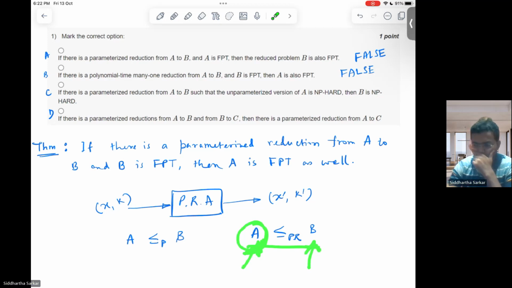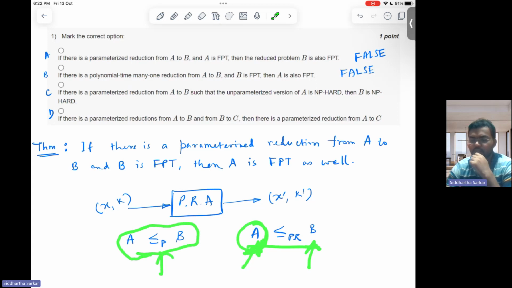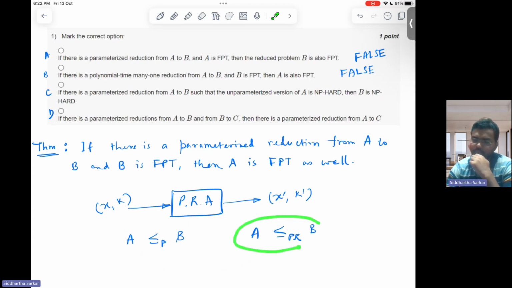So that is not aligned with our concept of how we decide the hardness of one problem using standard reductions. So therefore, because of the additional piece of information, that the unparameterized version of A is NP-hard, this statement turns out to be false. Okay. Now let's move to the next one.